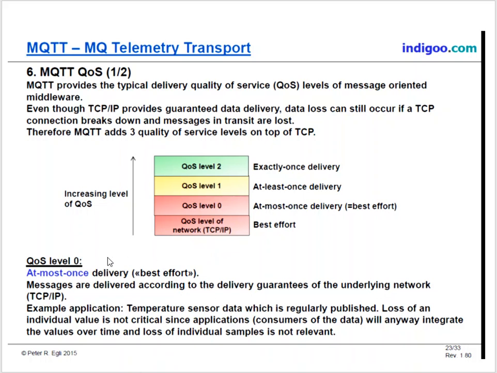Level 0 applications could be something where it doesn't matter if, among a mass of messages, one message is missing. They are systems that are not so critical if one or two messages are missing.